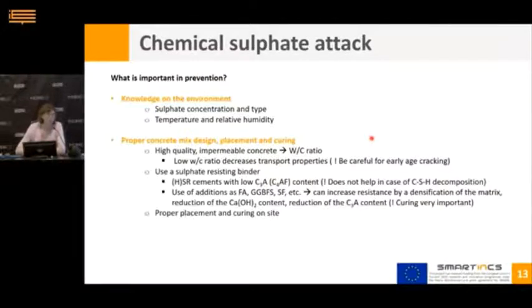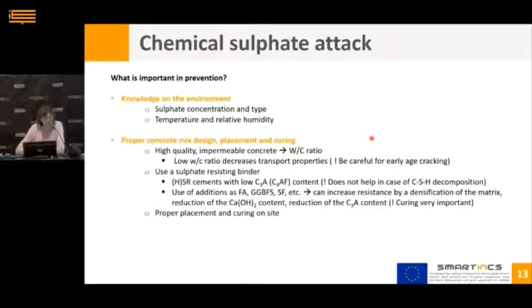So the first item we were looking at was the water-cement ratio, being a very important parameter, because this is related to the quality and the impermeability of the concrete. When the water-cement ratio is low, it leads of course to a decrease in the transport properties, but we also said that we should be careful, because a lower water-cement ratio means higher autogenous shrinkage, so we should avoid early age shrinkage, otherwise the transport properties are again increased.